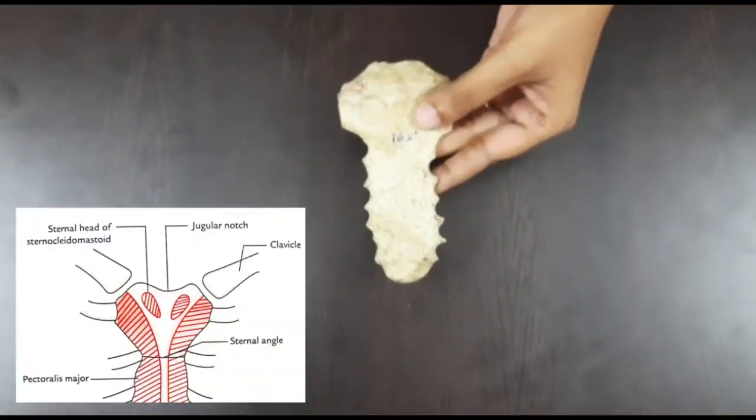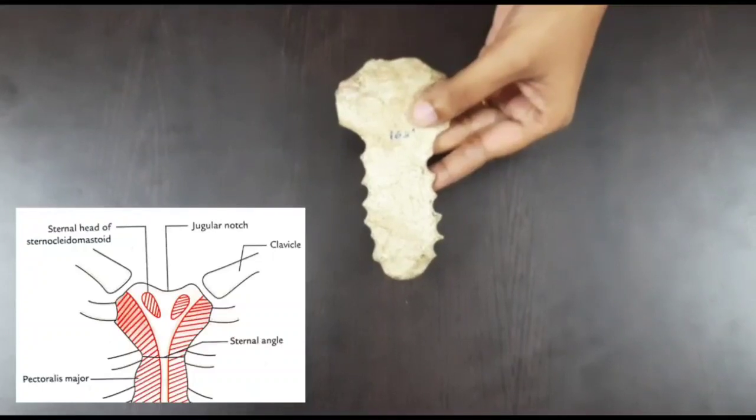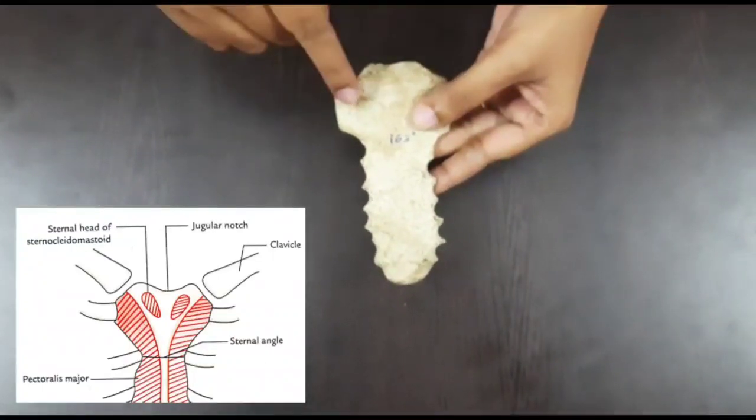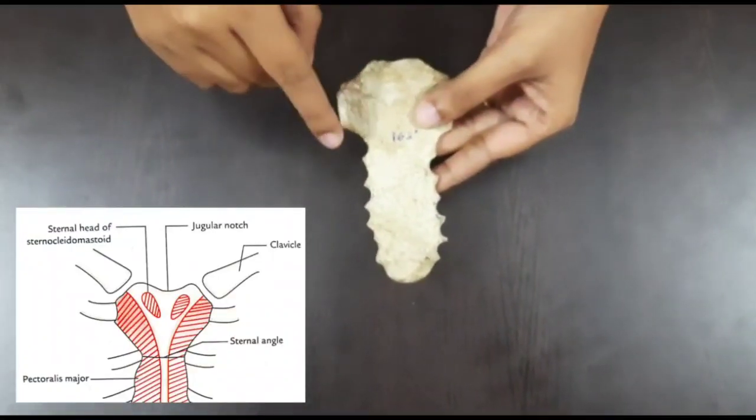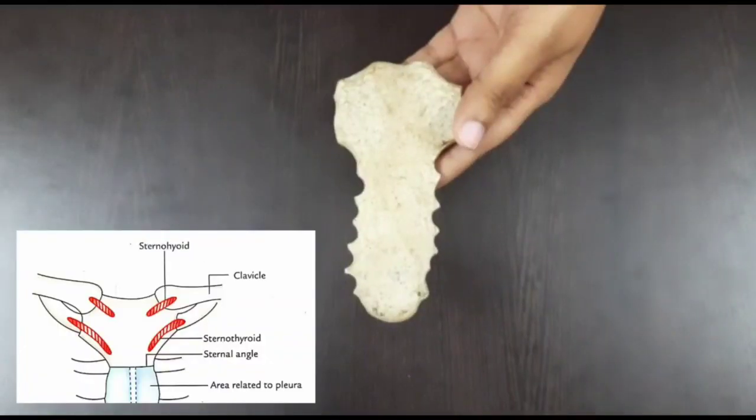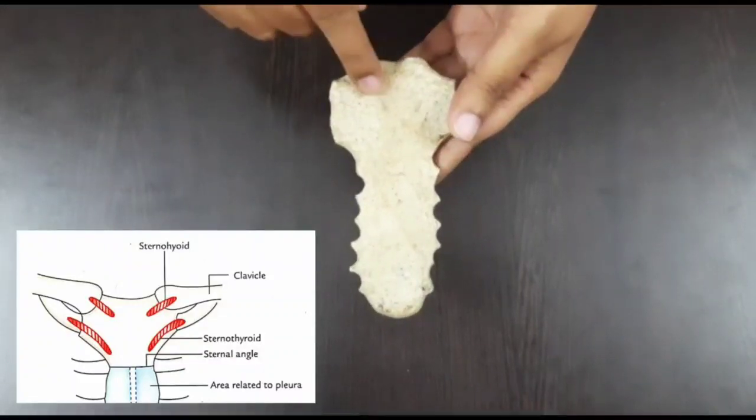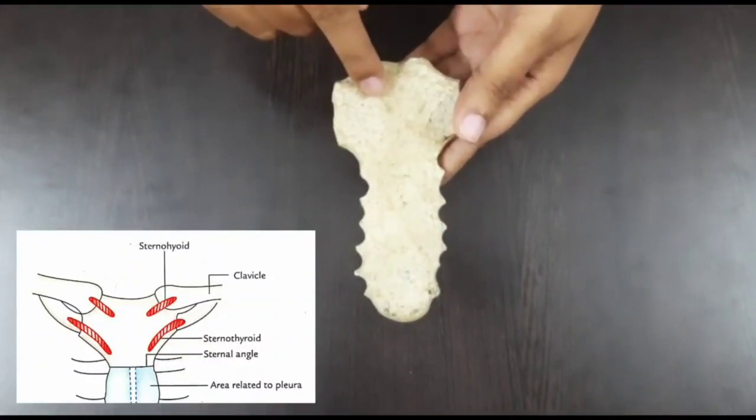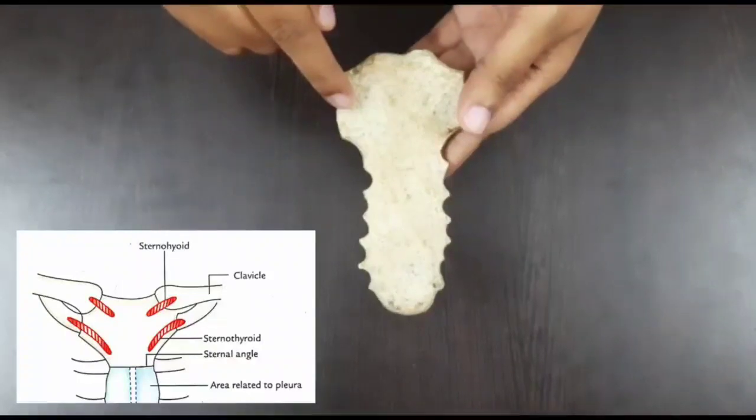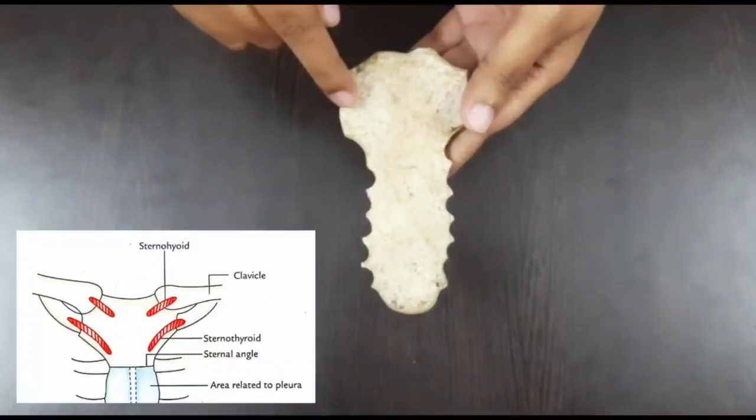The anterior surface of manubrium sterni provides attachment to sternal head of sternocleidomastoid and pectoralis major muscle. The posterior surface of manubrium sterni provides attachment to sternohyoid at the level of clavicular notch and sternothyroid at the level of first articular facet.